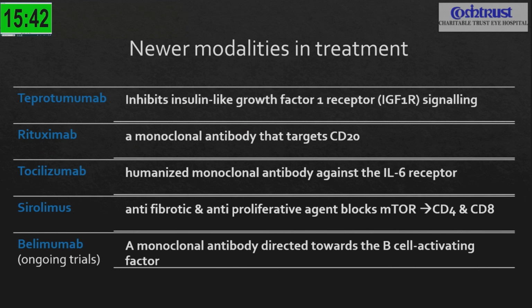So our favorite new kid on the block is teprotumumab. Studies have proven that it not only reduces the activity of the disease but also improves the proptosis. But unfortunately, it is still not available in India. It is rampantly used in the USA. The other drugs are rituximab, tocilizumab, sirolimus, and ongoing trials in belimumab. These need to be given in a setup where the patient can be monitored for systemic adverse effects.